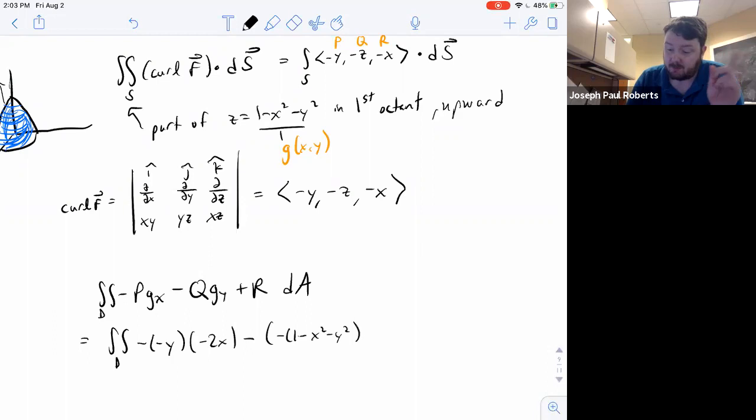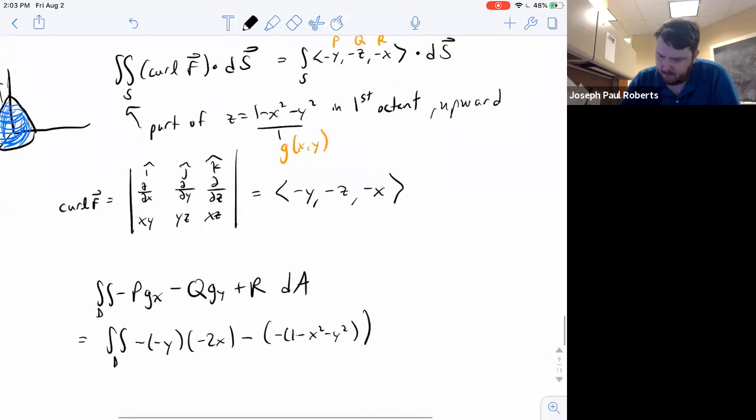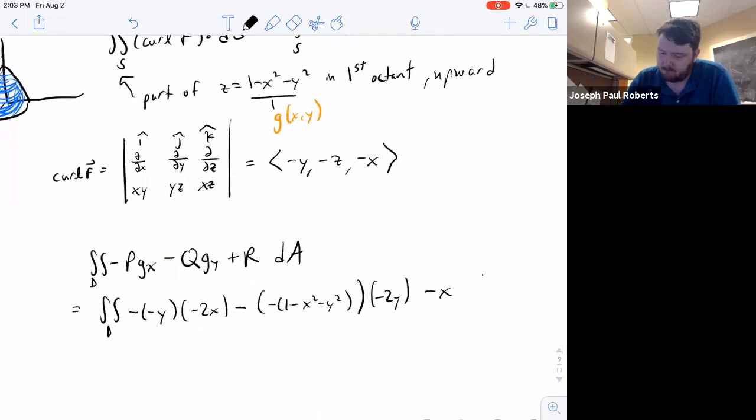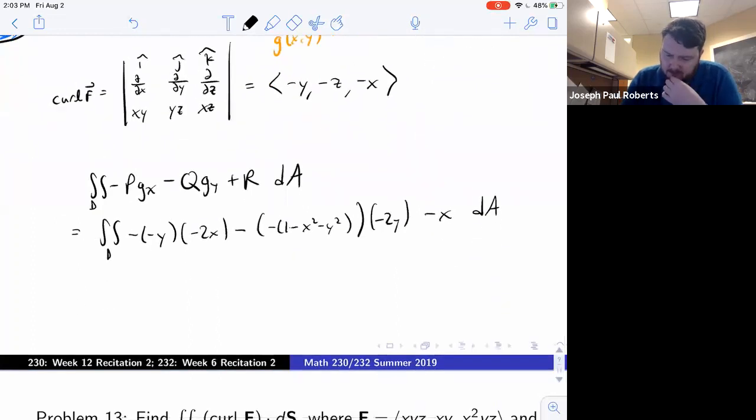Remember, we have to do everything dy dx, so substitute z is 1 minus x squared minus y squared every time that turns up. So minus Q g y plus R. And so then at this stage, I think you're going to want to convert to polar coordinates. It's a little bit tedious.